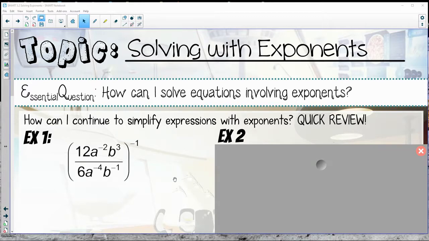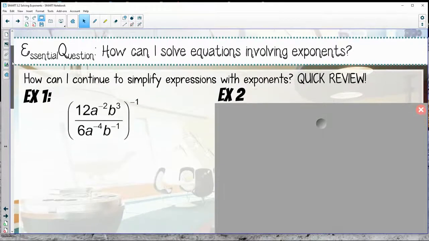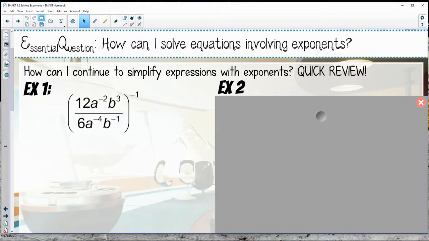But before we get there, I wanted to take a quick moment and review how to simplify with exponents, because first we do need to understand these key concepts.